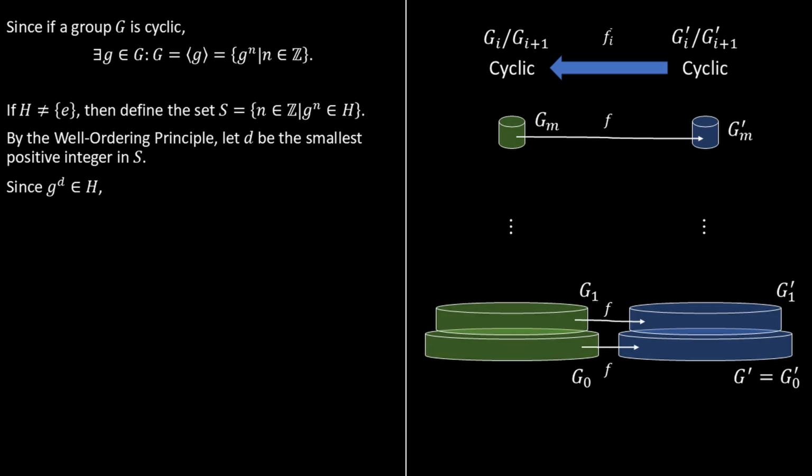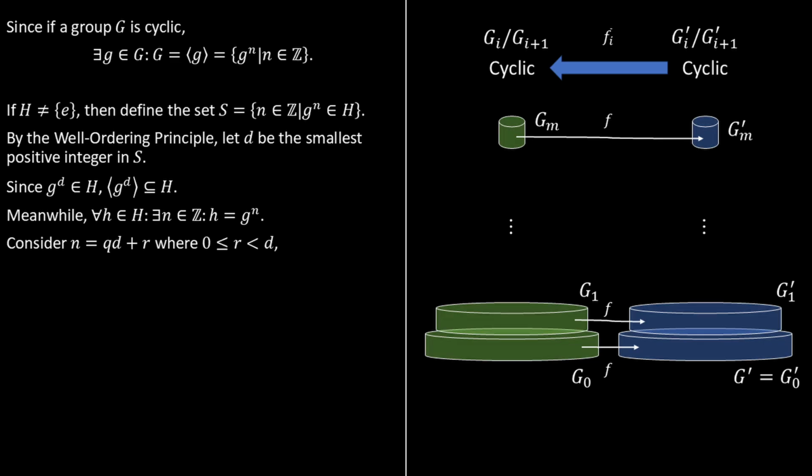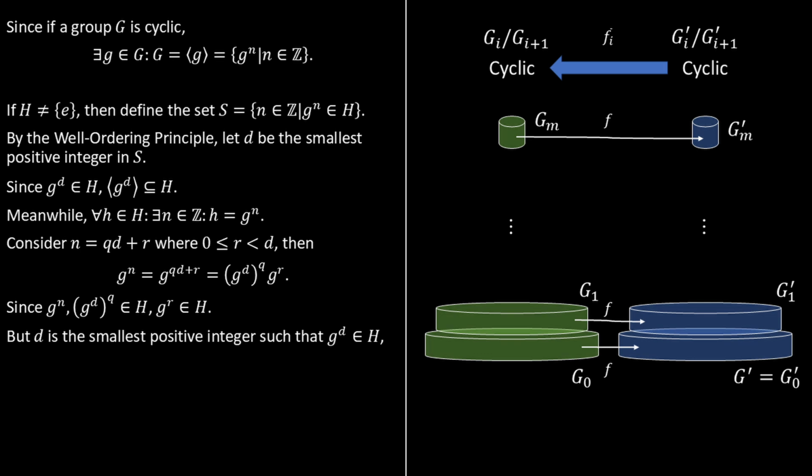Since g to the power of d is in H, we have the cyclic group generated by g to the power of d is a subset of H. On the other hand, for all h in H, there exists n in integers such that h equals g to the power of n. Consider n equals qd plus r, where 0 is smaller than or equal to r smaller than d. Then g to the power of n equals g to the power of qd plus r equals g to the power of d to the power of q times g to the power of r. Since g to the power of n and g to the power of d to the power of q are in H, then g to the power of r is in H. But d was chosen to be the smallest possible integer such that g to the power of d is in H, hence r equals 0.